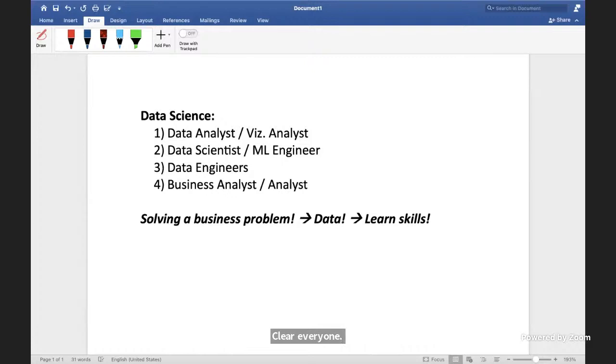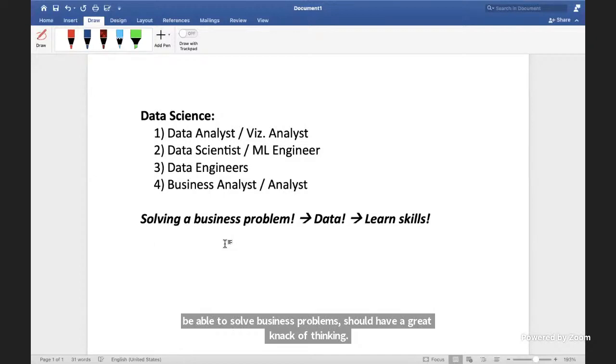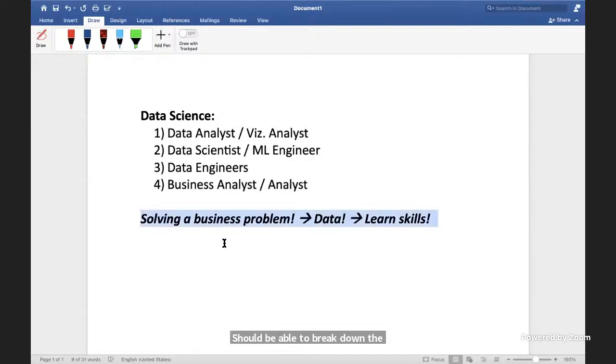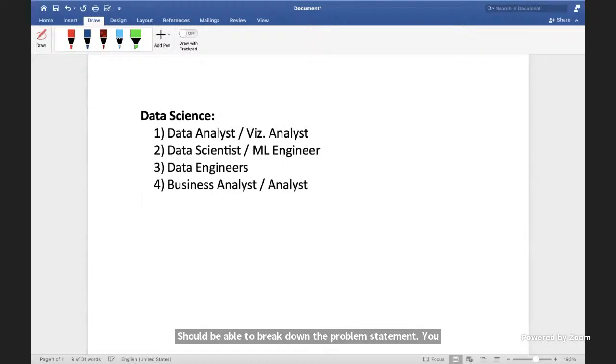I think I've put in a lot of emphasis on problem solving. After this session, when you go on LinkedIn and search for data analyst jobs, data scientist jobs, you will see this as a common theme: that a person should be able to solve business problems, should have a great knack of thinking, and should be able to break down the problem statement. You will see this common across all the jobs, right?